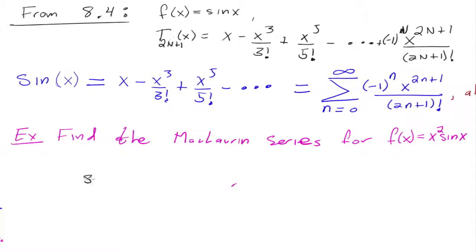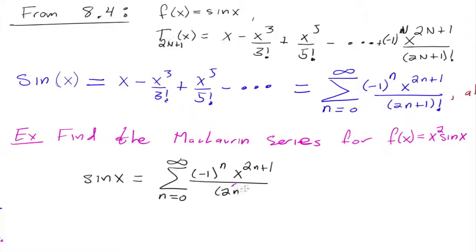But notice that we already know sine of x. We know that sine of x is equal to this series right here, so I'm just going to rewrite it again. Sine of x is equal to the series n equals 0 to infinity of negative 1 to the n, x to the 2n plus 1 over 2n plus 1 factorial. So if I want the Taylor series for x squared times sine of x, what do I do if I already know this? Exactly. You just multiply both sides by x squared.